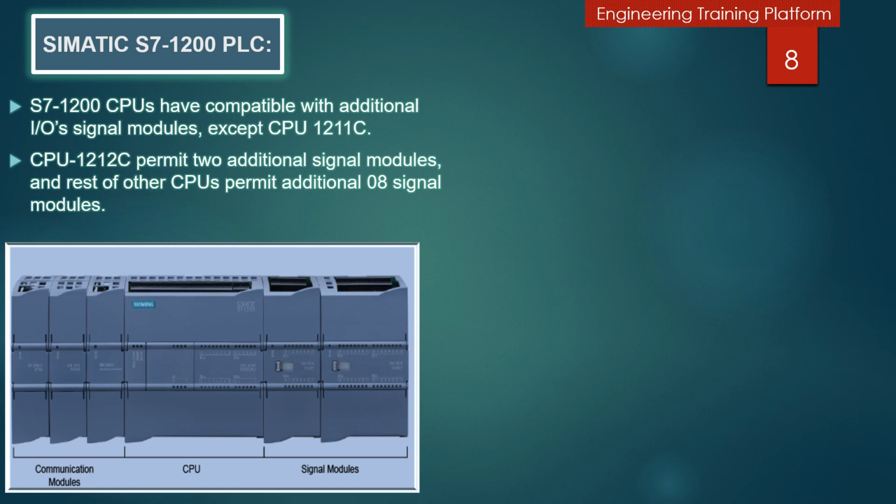All CPU have at least one built-in Profinet port, and CPU 1215 and 1217 have 2 Profinet ports. You can see here in the picture the CPU installed in the center, and on the left of the CPU there is a communication module placed, and to the right of the CPU here we are going to install the signal modules.